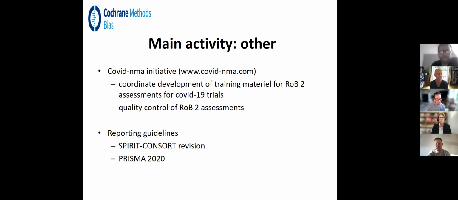We've had some other activity as well. The COVID network meta-analysis initiative led by Isabelle: the group has coordinated development of training material for risk of bias 2 assessments for those specific COVID-19 trials, and run a quality control of ROB2 assessments. Besides that, there has been more peripheral activity on reporting guidelines; both SPIRIT and CONSORT are under revision, and PRISMA 2020 was published, I think in January this year.